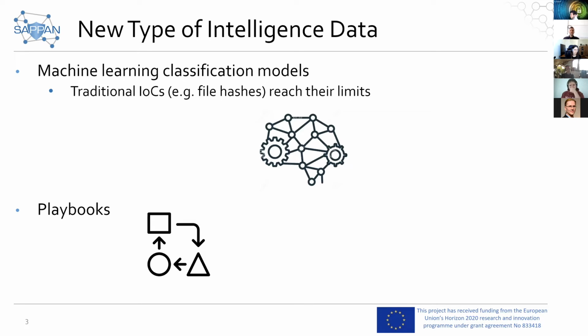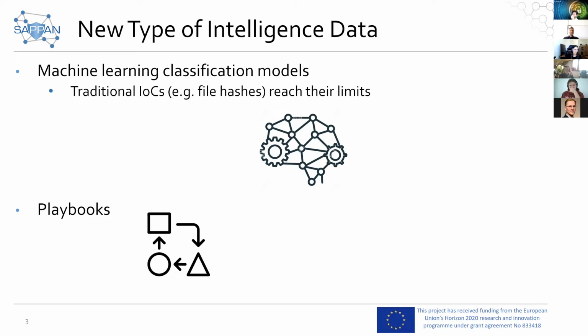So let's go straight. What type of new intelligence are we talking about? We introduced or focused on two data types. The first is the machine learning classification models, and the second is playbooks. So let's first focus on the machine learning classification models.